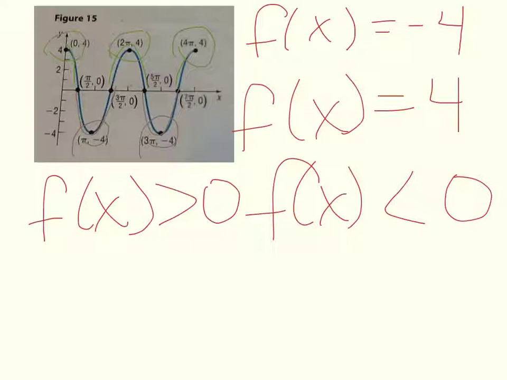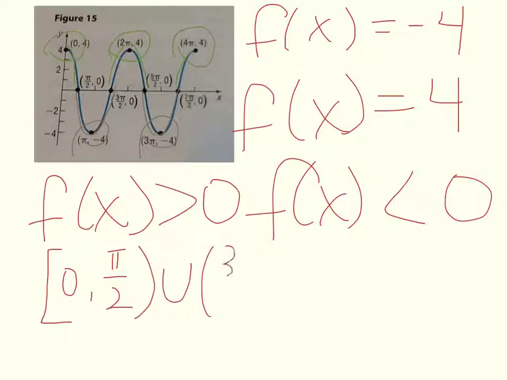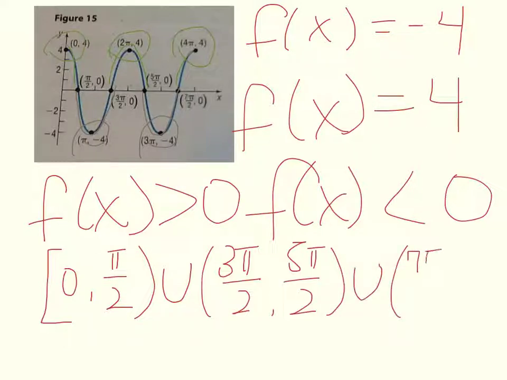So, f of x greater than 0 written down would look a little something like this. From 0 to pi over 2, and from 3 pi over 2 to 5 pi over 2, and from 7 pi over 2 to 4 pi. So what do the brackets and the parentheses mean?